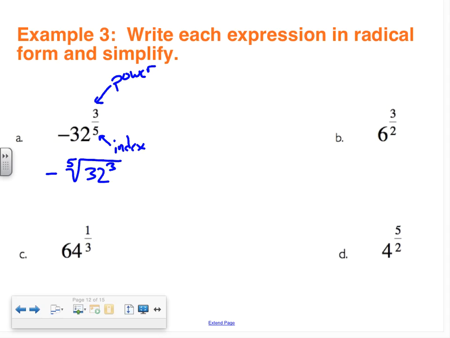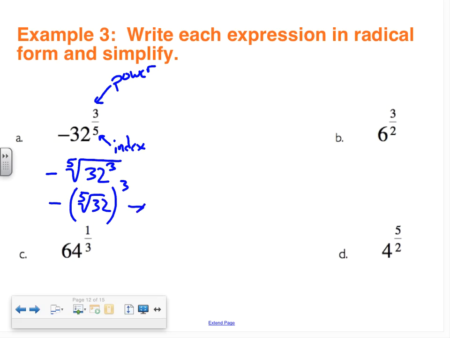If I wrote it as negative, and then I said it was the 5th root of 32, all raised to the 3rd power. Now I have something that's much, much more manageable. So, for example, you know that 2 to the 5th power is 32, which means the 5th root of 32 is just 2. And then it's going to be a lot easier.